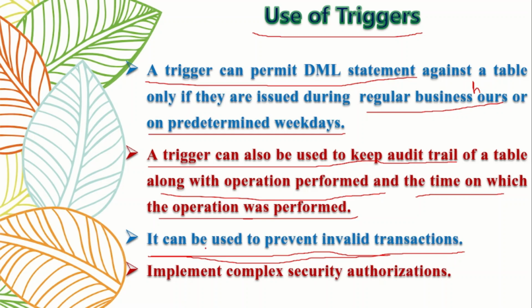entering of invalid transactions. Similarly, suppose in the transport department, where DL is generated, or where the process of DL is taken care of. DL means driving license. If anybody has an age of less than 18 years, nobody will be able to generate a driving license for a person having an age of less than 18 years. So this can be taken care of with the help of a trigger, and so prevention is there.